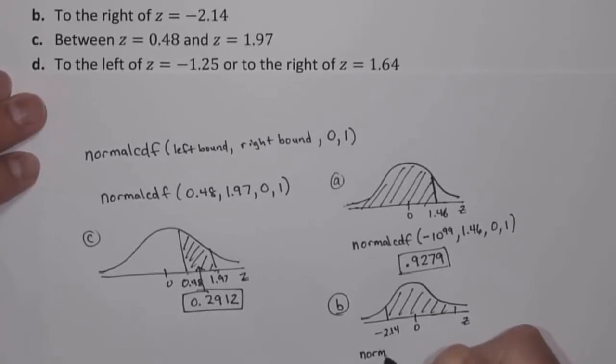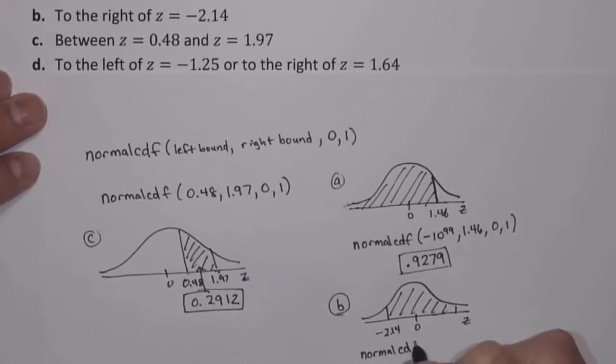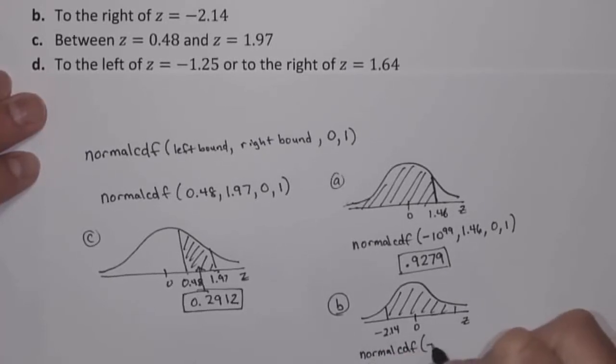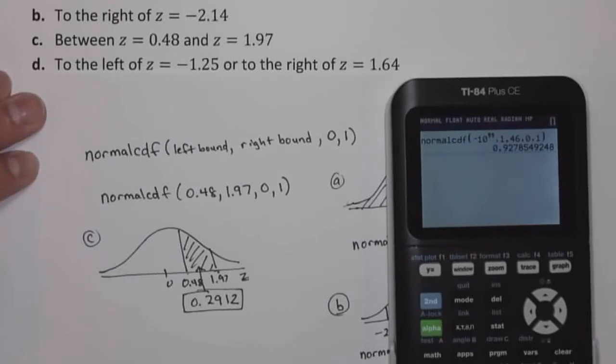Our command is going to be normal CDF, where we have a left bound of negative 2.14. We don't have a right bound, so for the right bound in this kind of circumstance, we're just going to use a really big positive number, and so I like to use 10 to the 99th power. And again, our mean is 0 and our standard deviation is 1. So bringing in the calculator again.